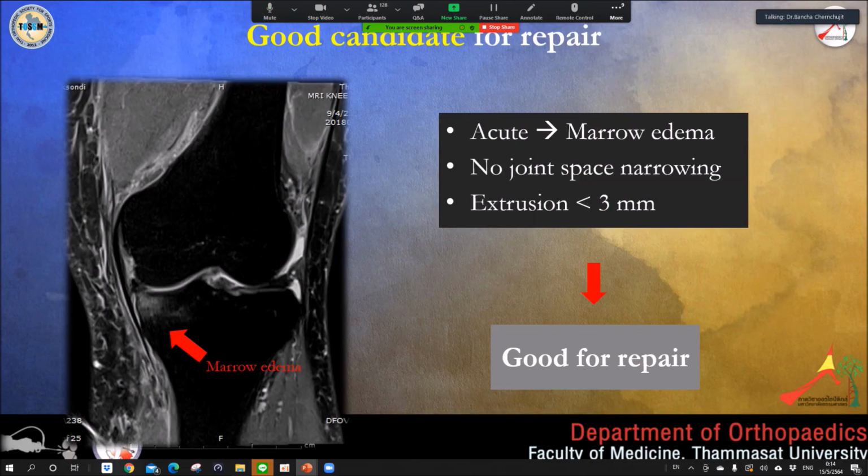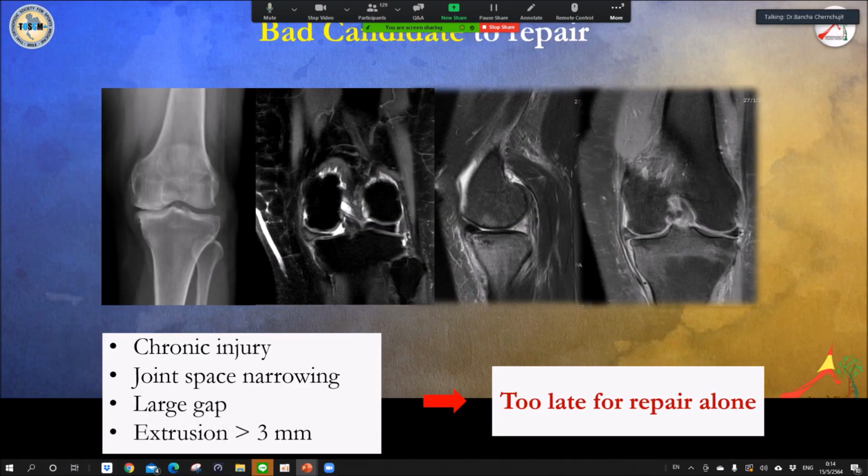Okay. So the good candidate for repair is the patient that comes to see you very early. Acute, there may be bone marrow edema, no joint space narrowing, and the extrusion less than 3 millimeters. This is a good candidate for the meniscus root repair. The bad candidate is the patient who came to see you very late. Chronic one, starting to have joint space narrowing, large gap, and extrusion more than 3 millimeters. This is too late to repair. If you repair this kind of patients, it will fail.